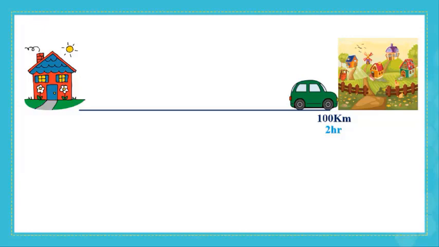Calculate the speed. As we have learned in the previous session, to calculate speed, we use the formula speed is equal to distance divided by time. The distance traveled is 100 kilometers. The time taken is 2 hours. So, 100 kilometers divided by 2 hours, the answer will be 50 kilometers per hour. The speed is equal to 50 kilometers per hour.